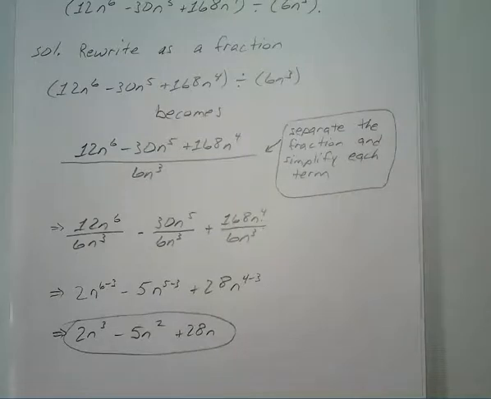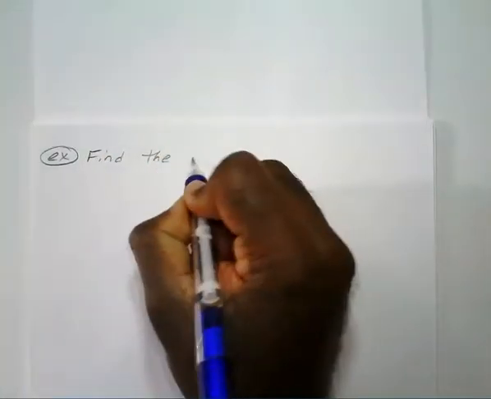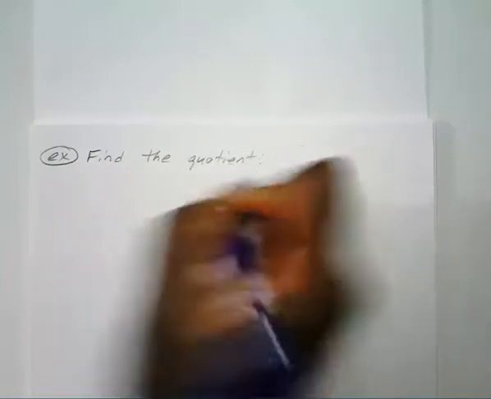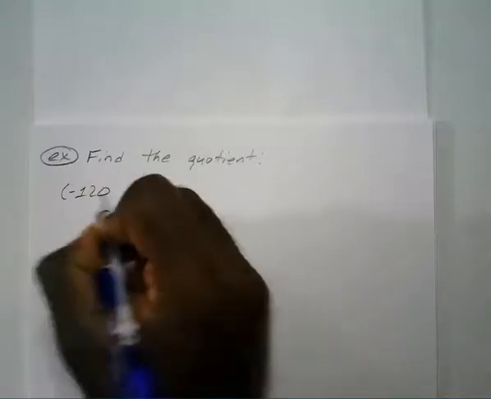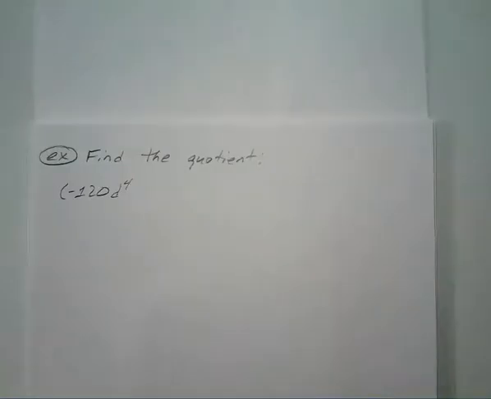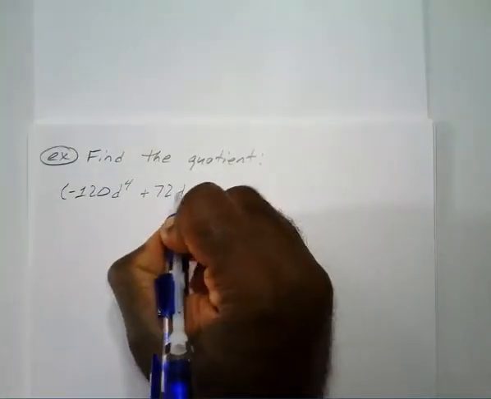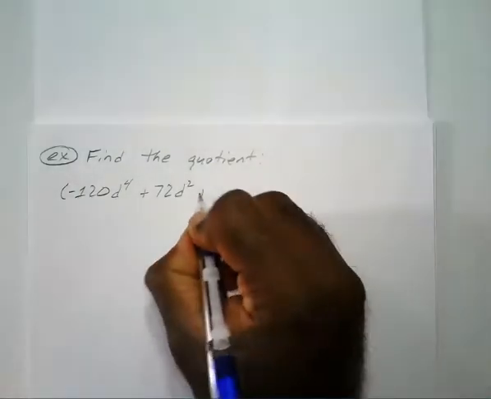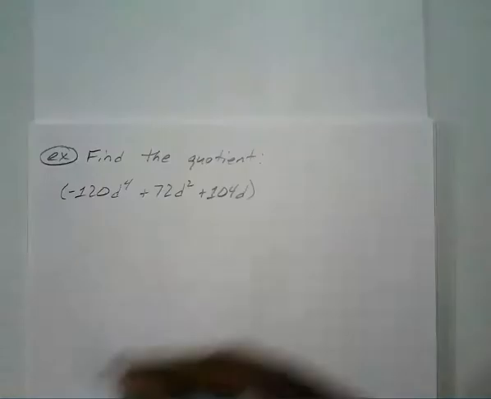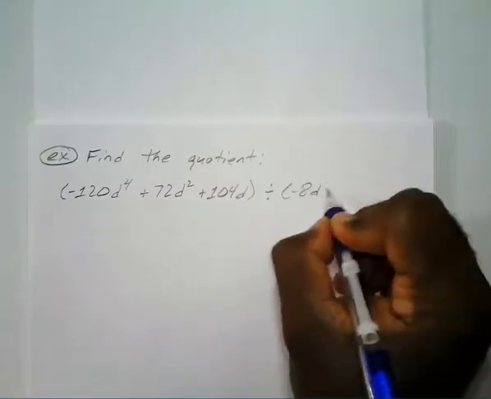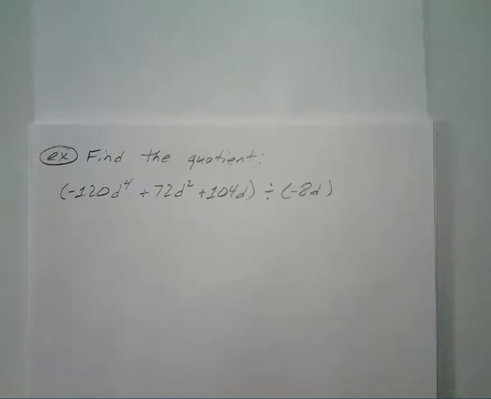Alright, so let's go ahead and do one more example. Let's say, for example, you want to find the quotient. We have negative 120 times d to the fourth power plus 72 times d squared plus 104 times d, divided by negative 8d. What I want you to do is press pause and try to solve this one on your own.